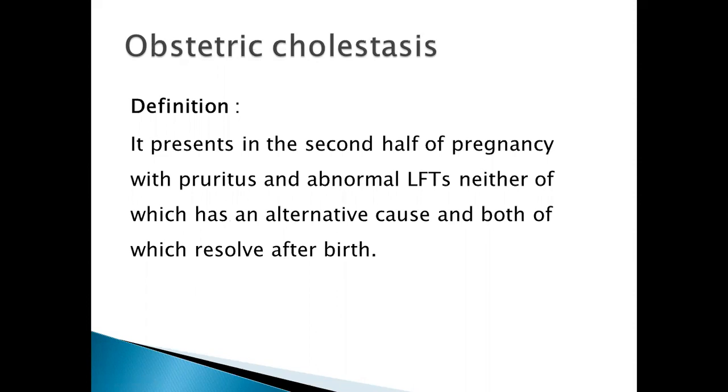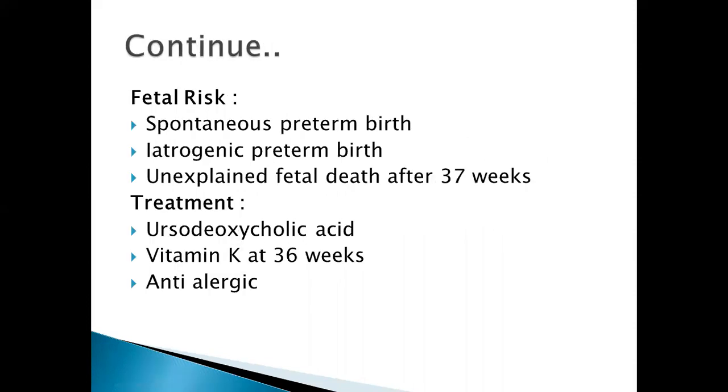Obstetric cholestasis presents in the second half of pregnancy with pruritus and abnormal liver function tests, neither of which has an alternative cause, and both of which resolve after birth. The fetal risks of obstetric cholestasis are spontaneous preterm birth, iatrogenic preterm birth, and unexplained fetal death after 37 weeks.